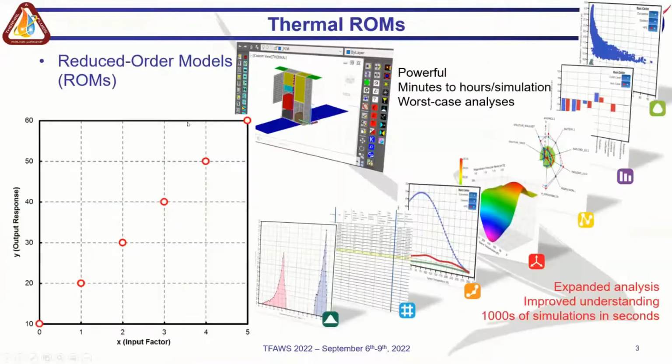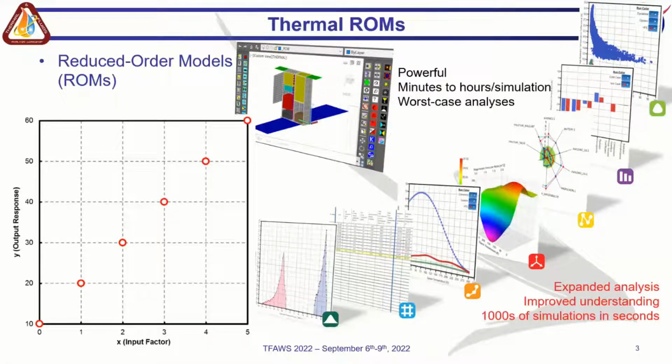One of the key components to this talk is how we're generating the reduced order models. I have a very simple example on the lower left to illustrate how we're going from a high fidelity Thermal Desktop model into a reduced order form that we can run thousands of simulations in a few seconds.